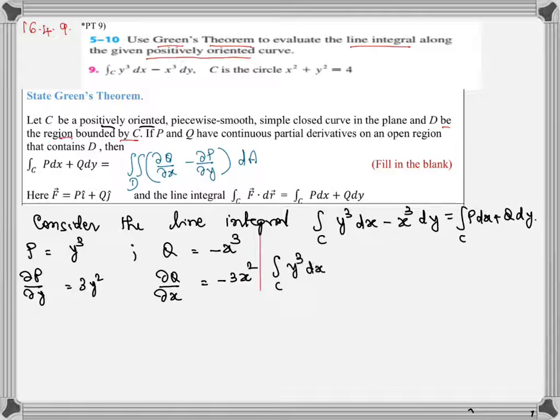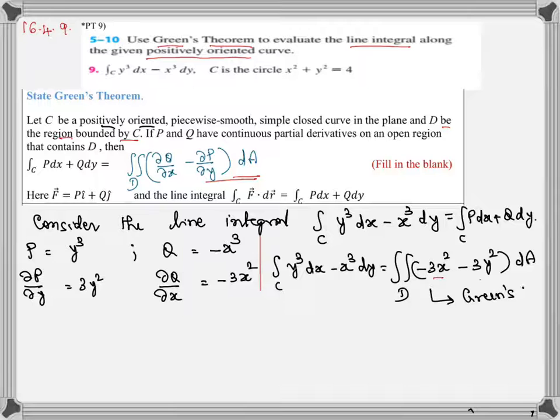Now the integral over C of y cubed dx minus x cubed dy equals the double integral over D of the partial of Q with respect to x, which is negative 3x squared, minus the partial of P with respect to y. So we are using this formula over here. The partial of Q with respect to x would be this, and the partial of P with respect to y would be 3y squared. Substituting them into that formula, we get the double integral over D of negative 3x squared minus 3y squared dA. So this is by Green's theorem.